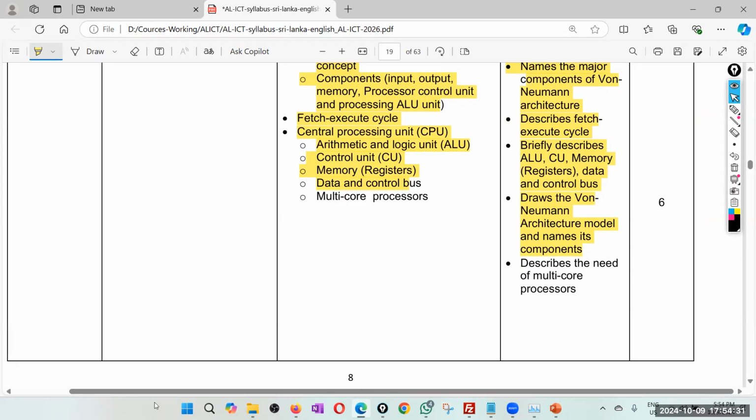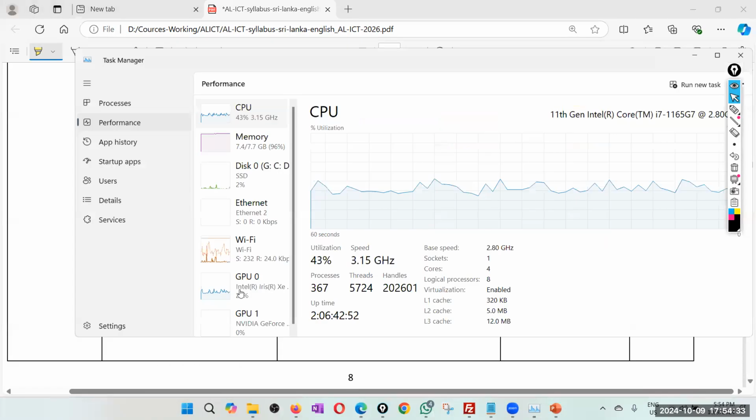Multi-core processor means, for example, if I take my laptop and go to the CPU, it says 4 cores. So my processor is a 4 core. Remember, there are dual core processors, that is 2 cores, and octa-core processors, 8 cores. Mine is 4 core, with 8 logical processors. Logically 8, but physically 4 cores. So we will look at that next time.